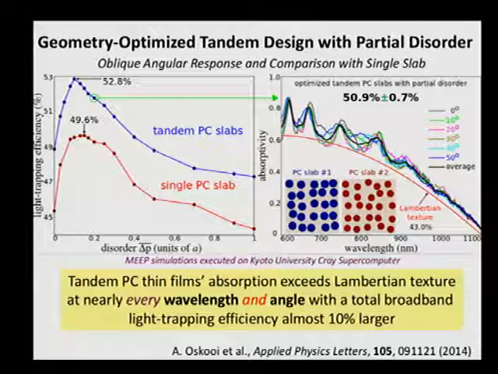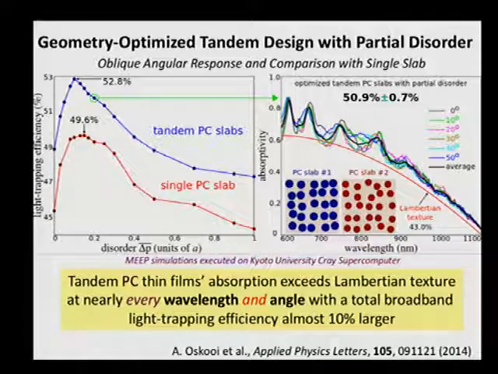The figure on the left shows a plot of the light trapping efficiency as a function of the disorder for the optimized tandem and single slabs. As you can see, a partial amount of disorder maximizes the light trapping efficiency, but too much disorder is suboptimal, just like what I had shown you previously.